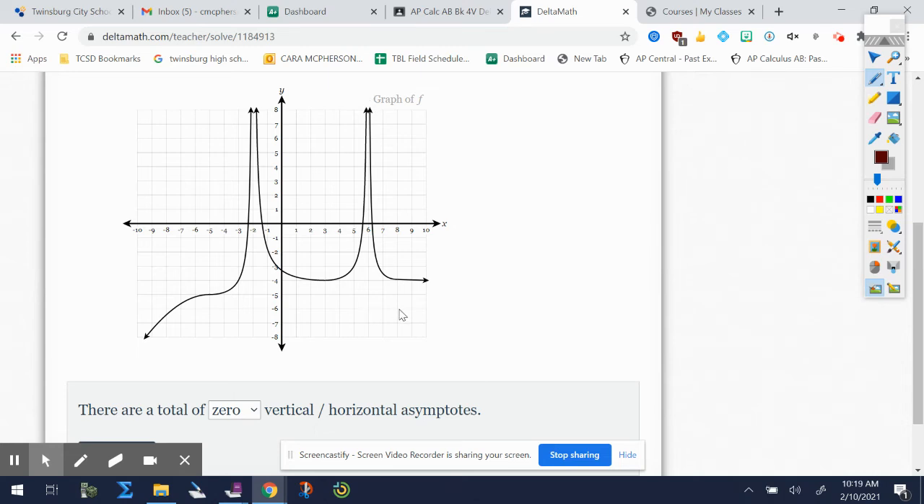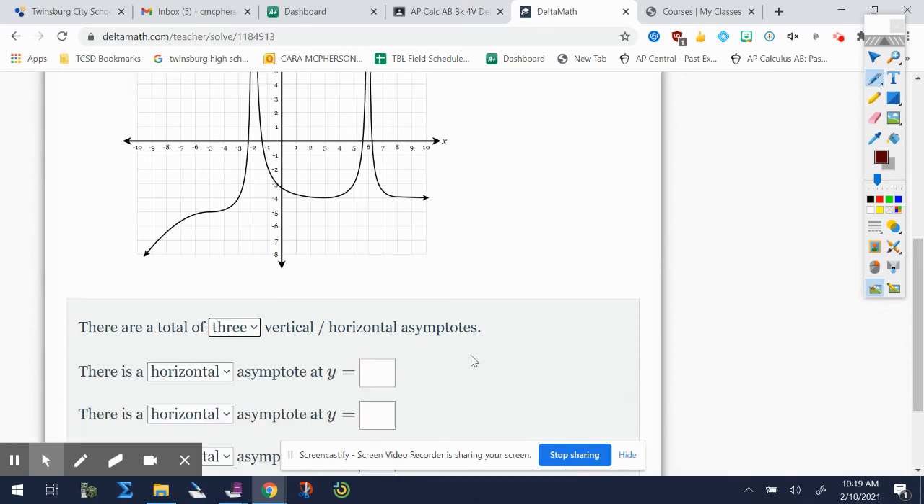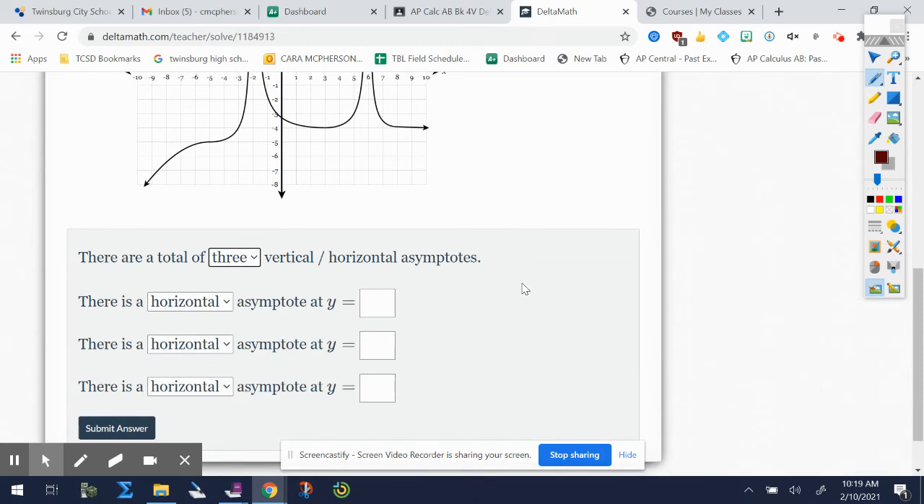Horizontal asymptotes, you're going to look at the end. Now, on the left end, it looks like it's going down. It's not flattening. So there's no horizontal asymptote on the left side. But if you look at the right side, my right side does have that flattening look. So that would create a horizontal asymptote. So first, my total: I have 2 vertical and 1 horizontal. So that would be 3 total. As soon as you tell it how many there are, you get a chance to fill in what they are.